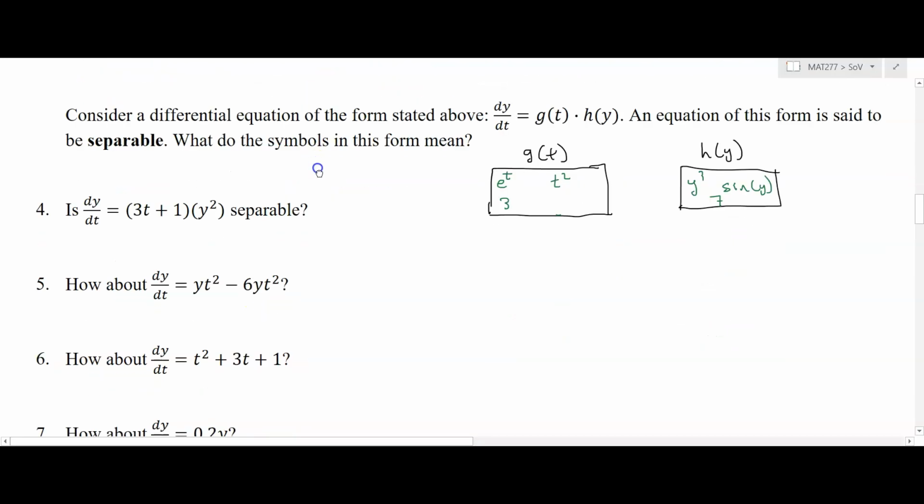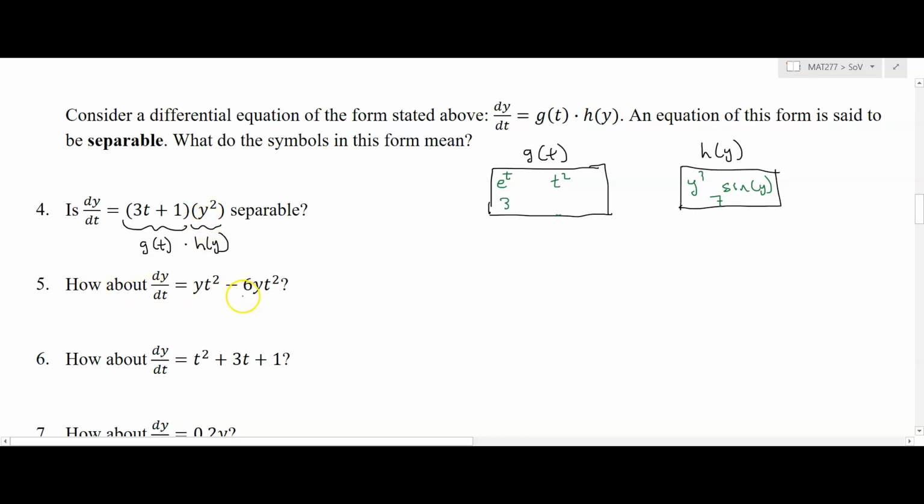And to quickly look at this, let's look at a couple of examples. Is dy/dt equals (3t plus 1) times y squared separable? Well, clearly it is, because it's already written as a product of 2 factors, one of which is a function of time, and the other of which is a function of y. And so I can say that g of t is 3t plus 1, y squared is h of y, and it clearly follows that form. It can be expressed in that form, therefore it would be called a separable equation.